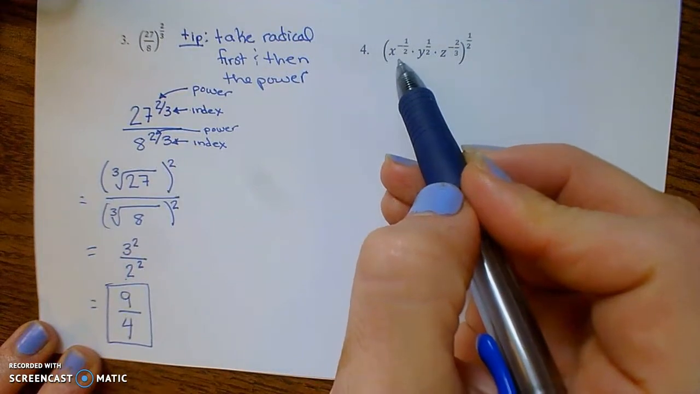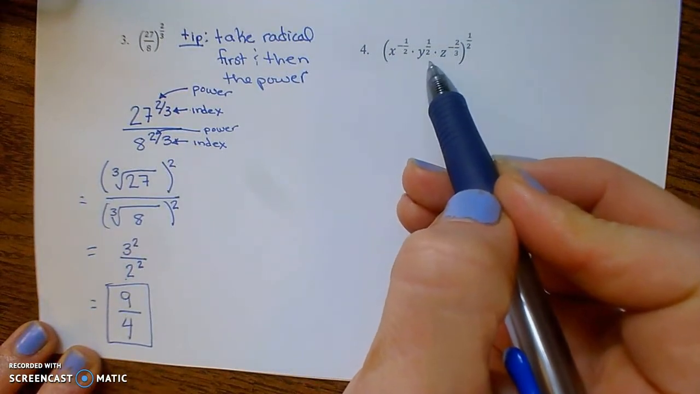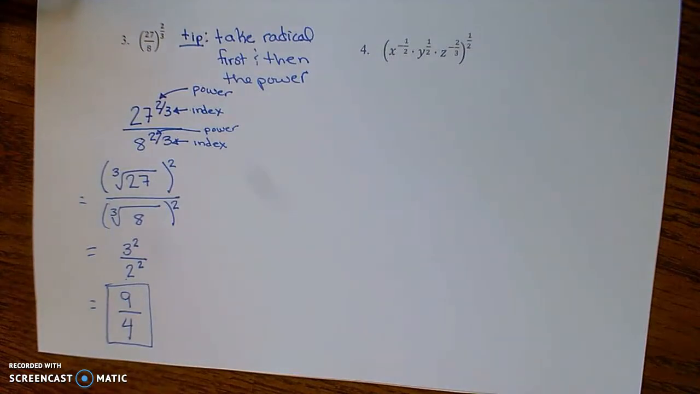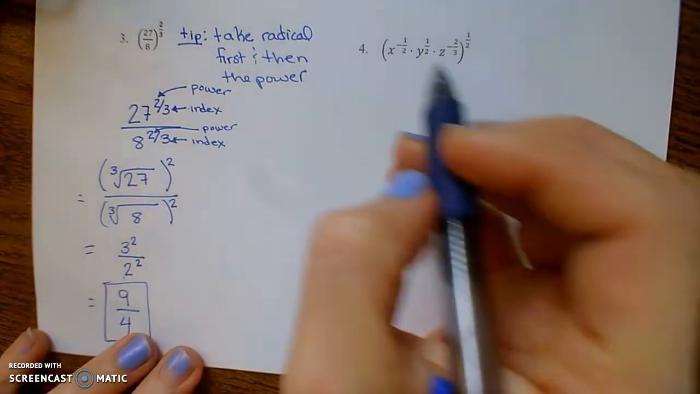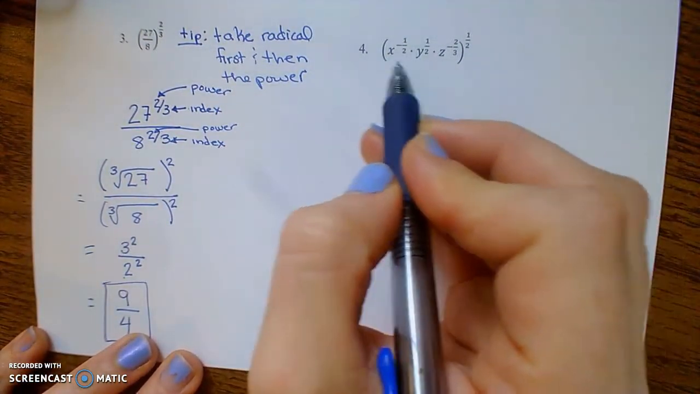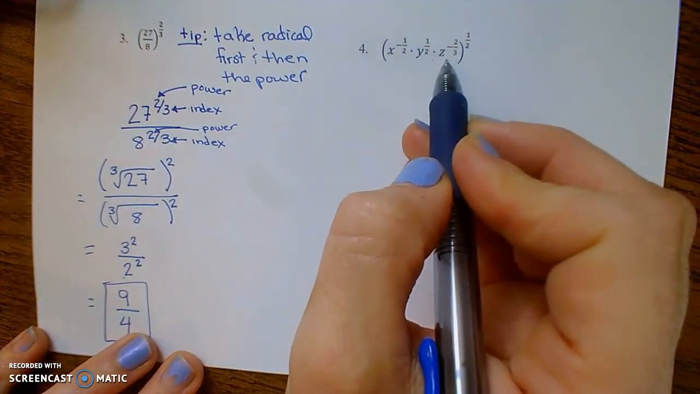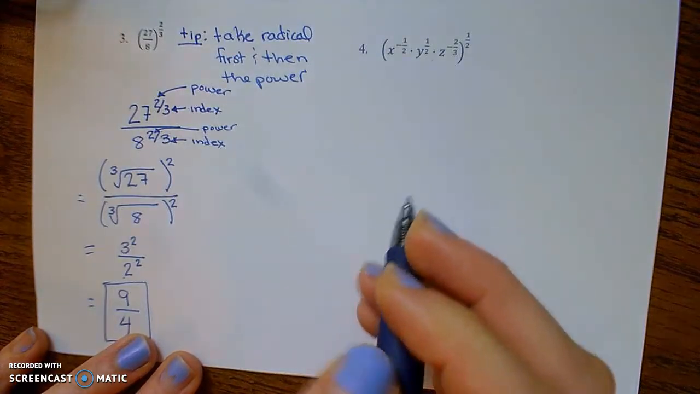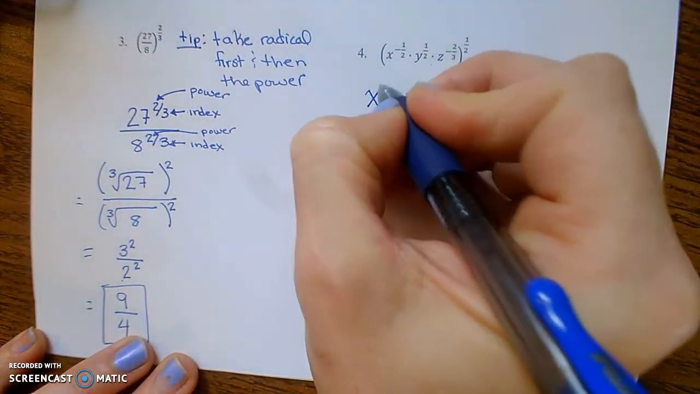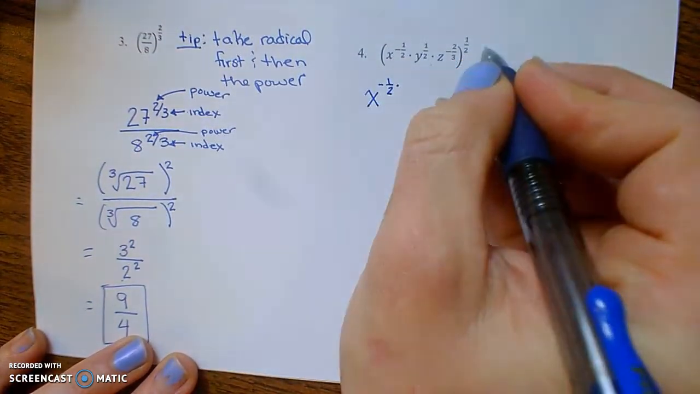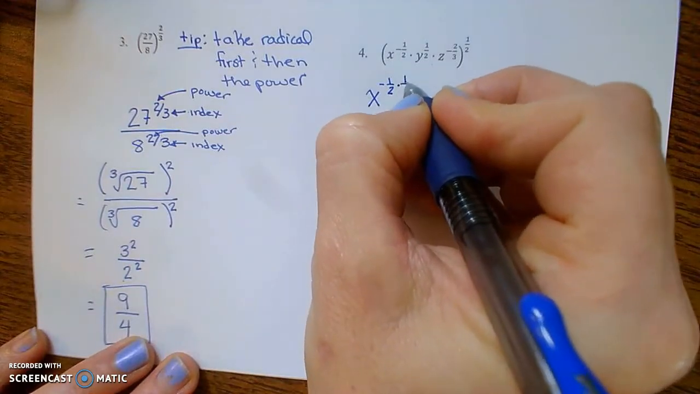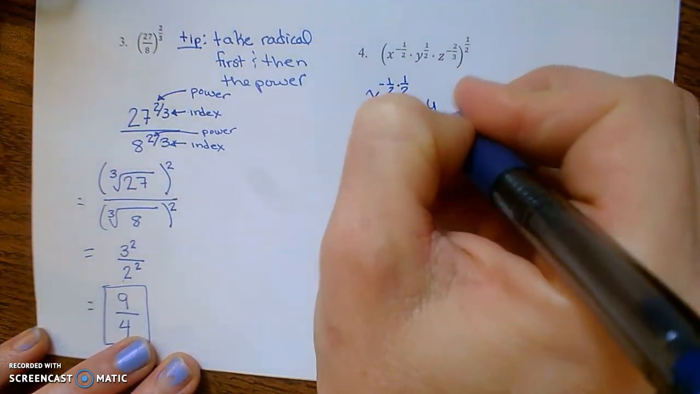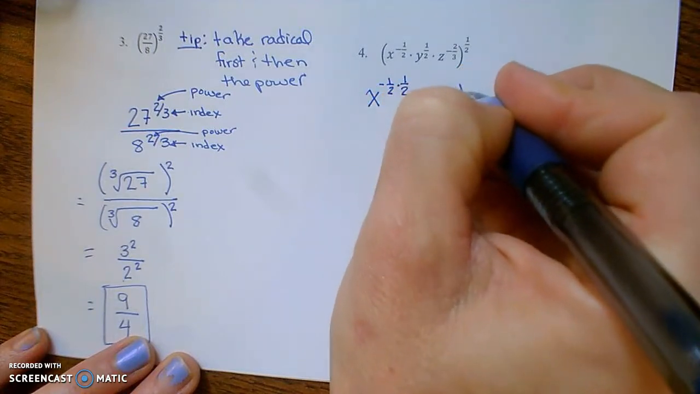Here I've got x to the negative 1/2 times y to the 1/2 times z to the negative 2/3, all of that raised to the 1/2 power. All right, so here's what we're going to do. Remember that when you're multiplying factors and raising that to some power, each factor gets raised to that power. So this will be like x to the negative 1/2 to the power 1/2. So raising powers to powers, you multiply those exponents, times y to the 1/2 power times 1/2.